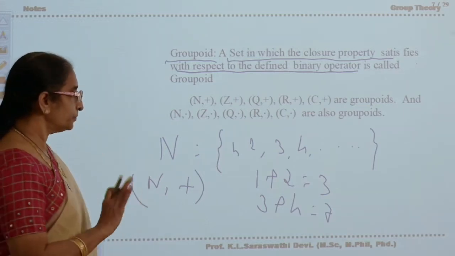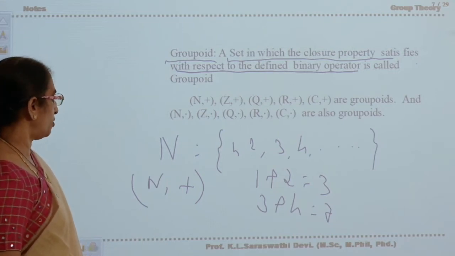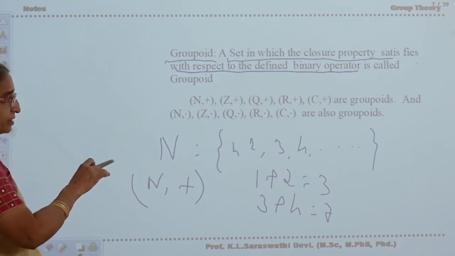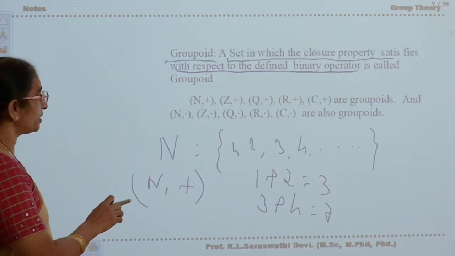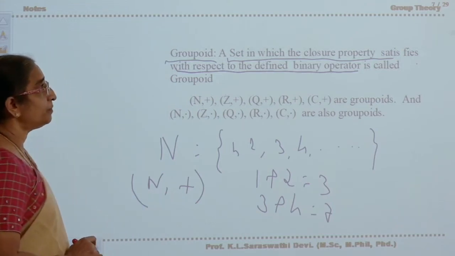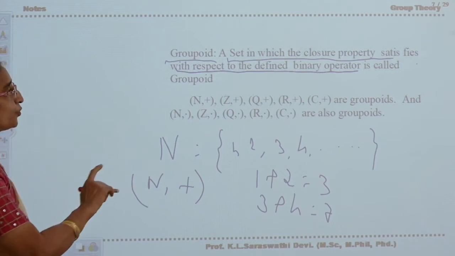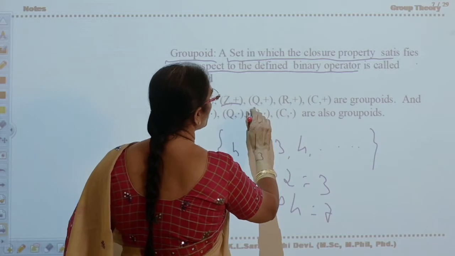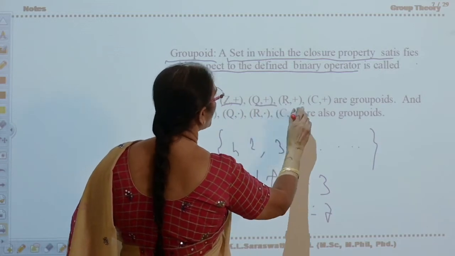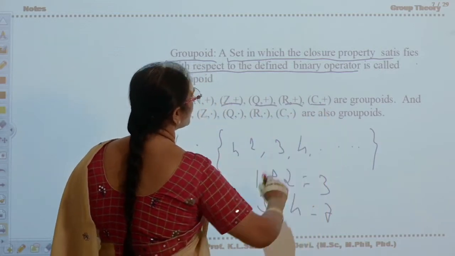So that is the thing. Okay. Now N is the set of all natural numbers. It is closed with respect to addition. (N, +) is a groupoid. Similarly, (Z, +) is a groupoid. (Q, +) is a groupoid. (R, +) is a groupoid. (C, +) is a groupoid.